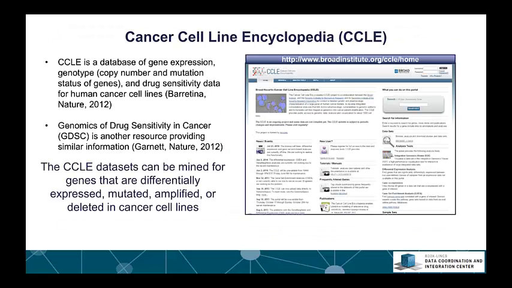The Cancer Cell Line Encyclopedia datasets contain gene expression, copy number, mutation, and drug sensitivity measurements for cancer cell lines. Genomics of drug sensitivity in cancer is another source of such data. Taken together, these datasets can be used to match drug treatments to molecular diagnostics. This involves using machine learning models to detect signatures of differentially expressed genes or genomic aberrations that are highly predictive of cell death following a particular drug treatment.